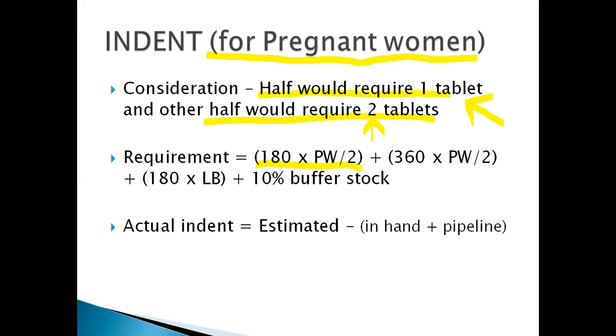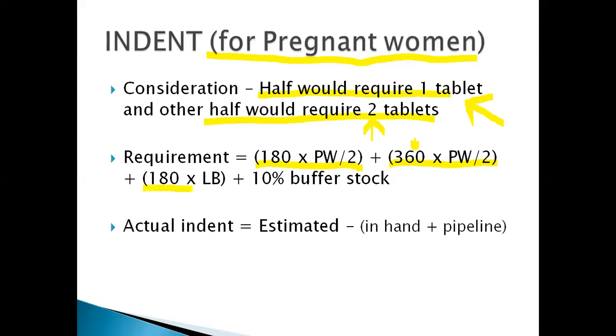180 days, so 180 into number of pregnant women by 2. That is one tablet, the group which would require one tablet. 360 into PW by 2. That is the group which will require IFA treatment, oral IFA treatment. So two tablets. So that is why here we are taking 360 and not 180.